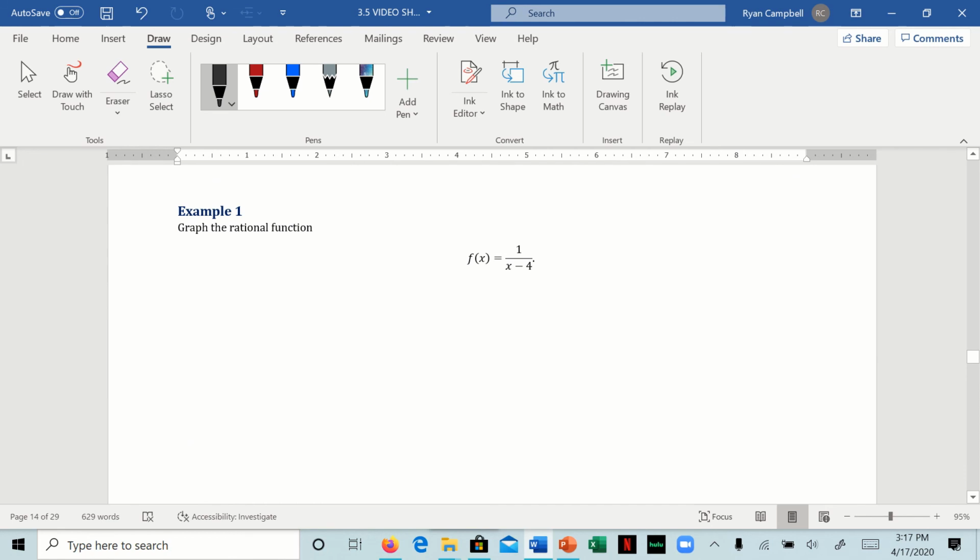All right. So example number 1. So first thing, vertical asymptotes and holes. So we already said we had a vertical asymptote at x equals 4, and we don't have any holes.